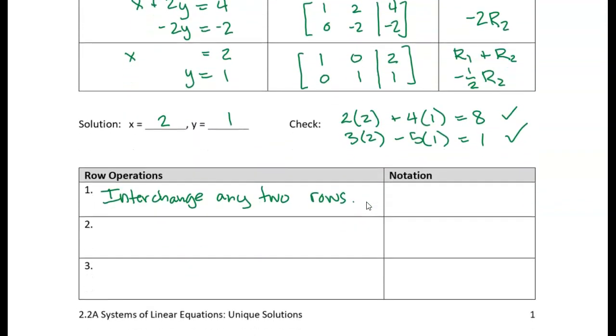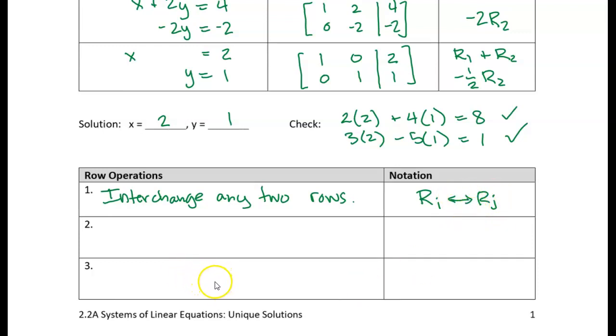So interchanging 2 rows seems like a pretty straightforward operation that you could perform on the rows of an augmented matrix, because the rows of that augmented matrix correspond to equations. And the way that we note an interchange of 2 rows, if we interchange row I with row J, we just write it like this. I kind of use the little double-ended arrow.